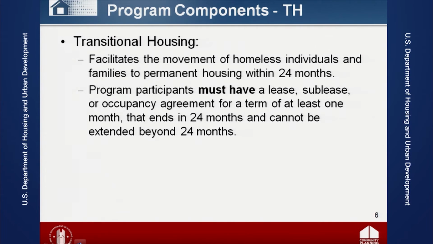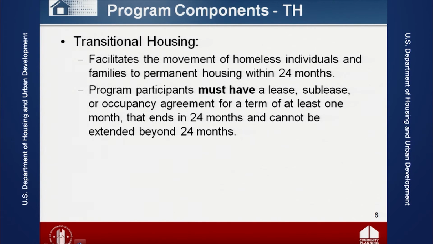Transitional housing is designated to facilitate the movement of homeless individuals and families to permanent housing within 24 months. Under the CoC program, all program participants must have a signed lease, sublease, or occupancy agreement for a term of at least 1 month and extended no longer than 24 months, which can be extended on a case-by-case basis only if permanent housing for the individual has not been located or if the individual or family requires additional time to prepare for independent living.